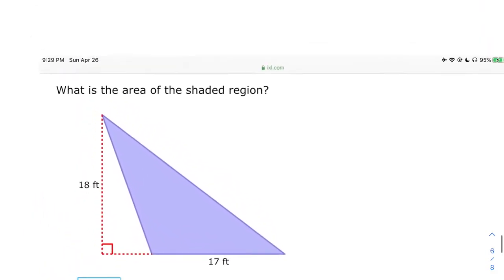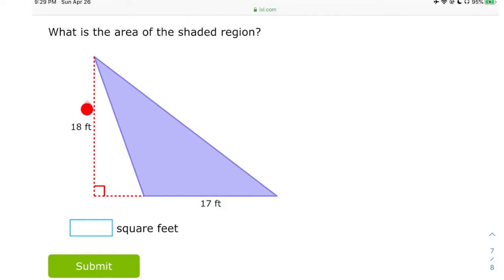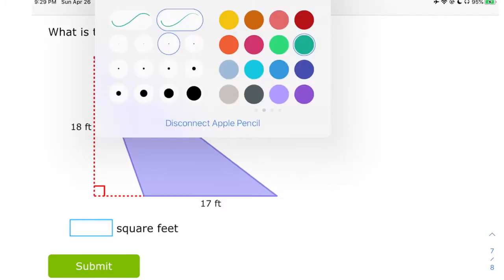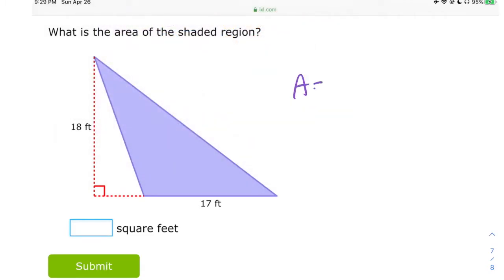Whoa, they have an altitude. That's okay, that's going to be a height. We have a base. We don't need this value at all. We can ignore that because our base times our height is the only thing that we need to work with. So area is 1/2 base times height.